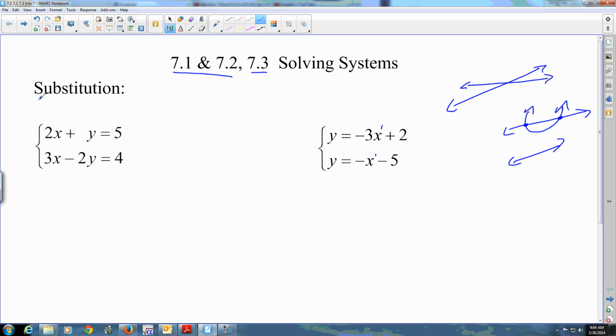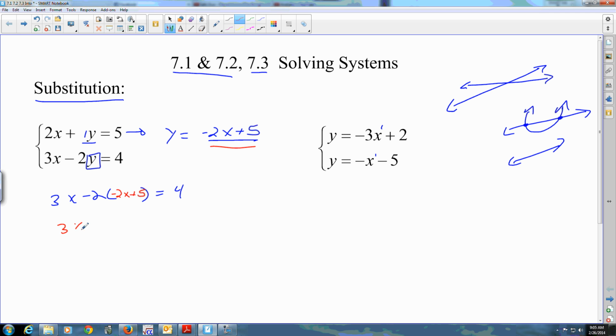In 7.1, the first method that you're going to be exposed to is substitution, and they're generally going to look something like this. One of the variables is going to have a coefficient of 1. So if you were to solve for that variable, so in other words, turn this one into y is equal to negative 2x plus 5, here's a y in the other equation, and this is what that is worth. So you rewrite it, 3x minus 2 times whatever y is worth is 4, and then you're going to fill into it what y is worth, minus 2x plus 5.